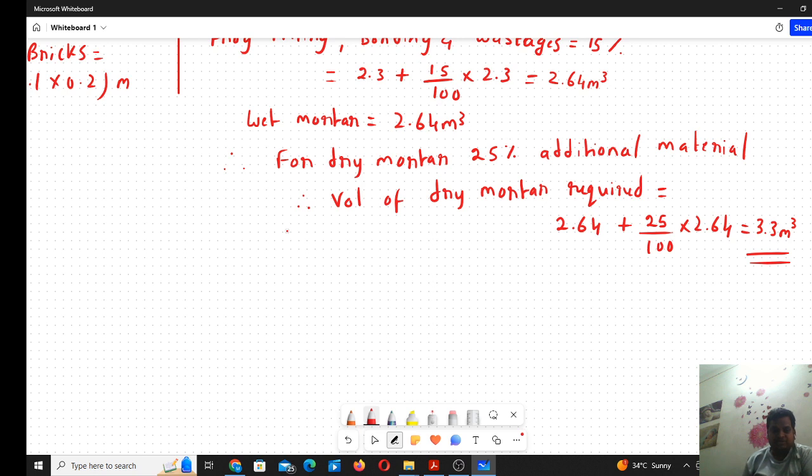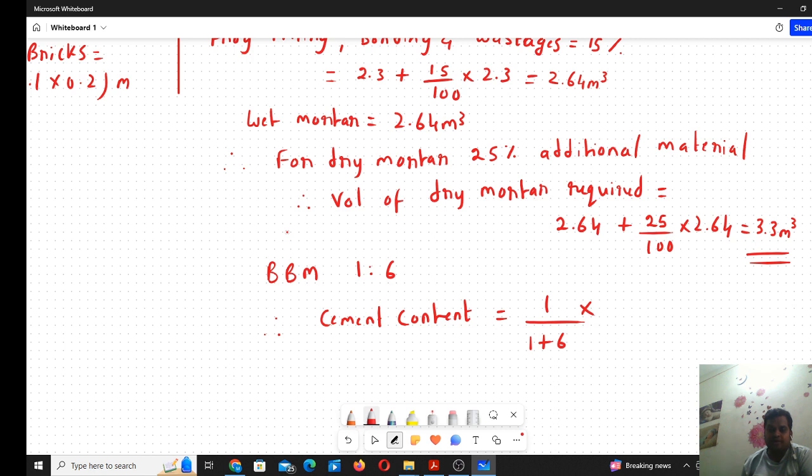Now what is the proportion? In the question, the proportion given for brick masonry was 1:6. Therefore, the cement content is equal to how much? How do you calculate cement content? This is 1 upon 1 plus 6 into the dry mortar required, so this is 3.3. This comes out to be 0.47 m cube.